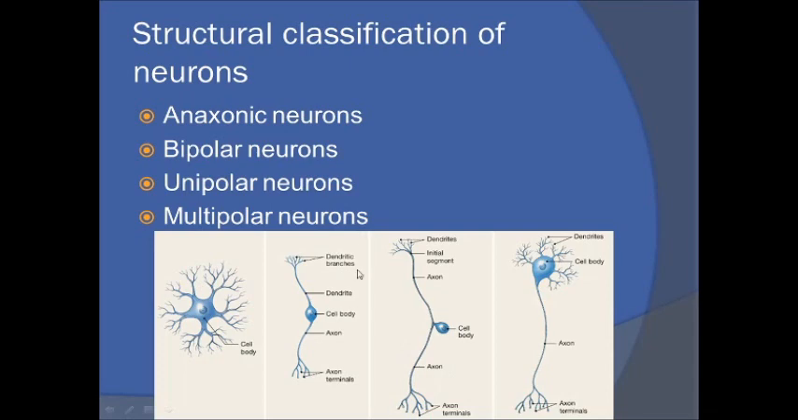There are also bipolar neurons, where there's a cell body with one long dendrite, one long axon, and axon terminals at the end. Or maybe they don't have axons at all. Maybe they're just a giant cell body as an anaxonic neuron. Or they have dendrites, but no axons. So it depends on the part of the nervous system that these are in, on what type of structure they will have to best fit their needs.